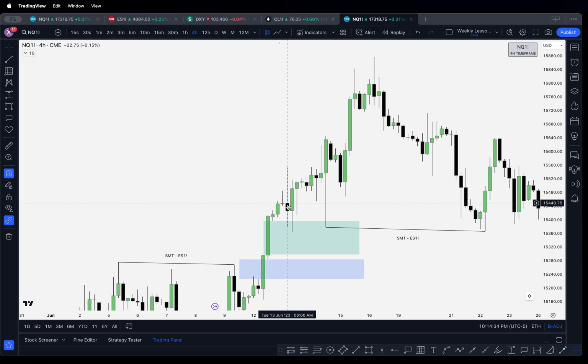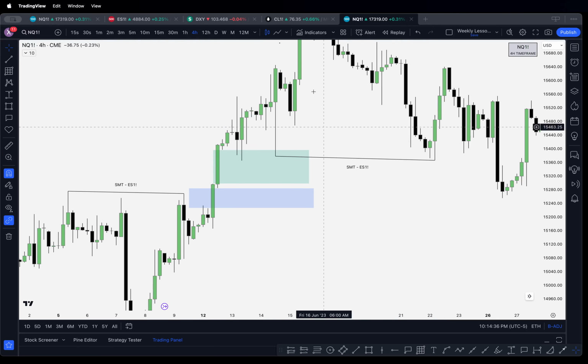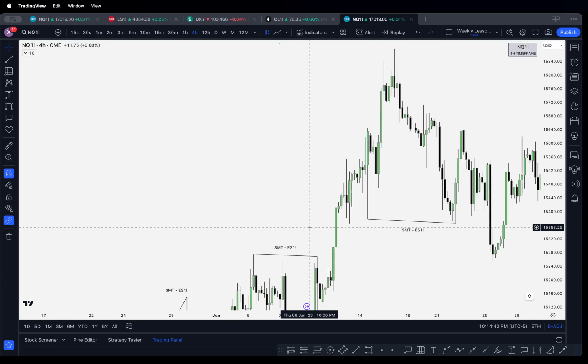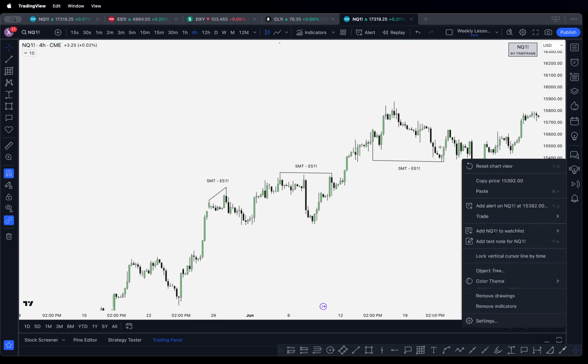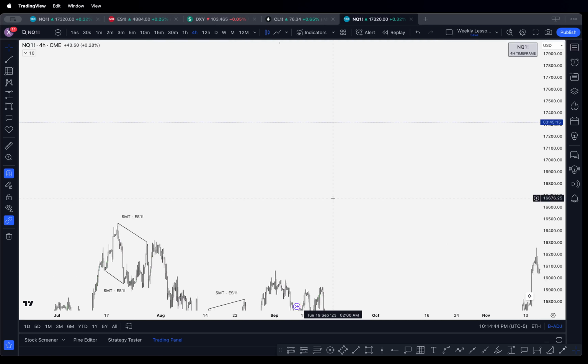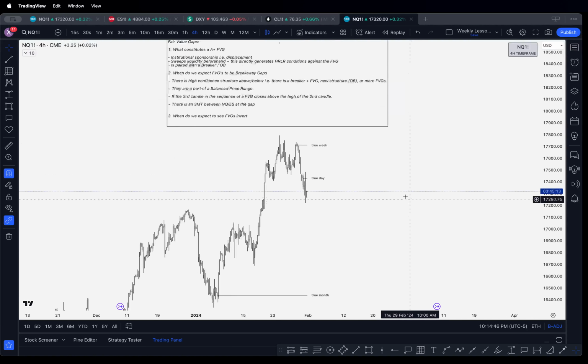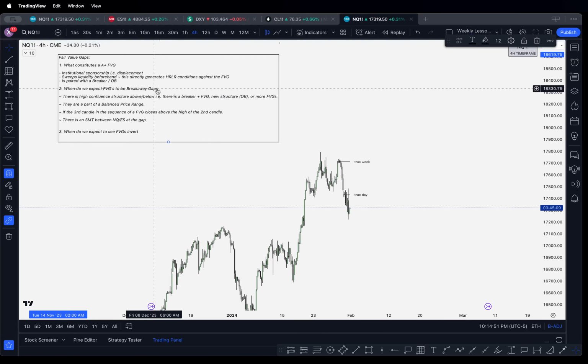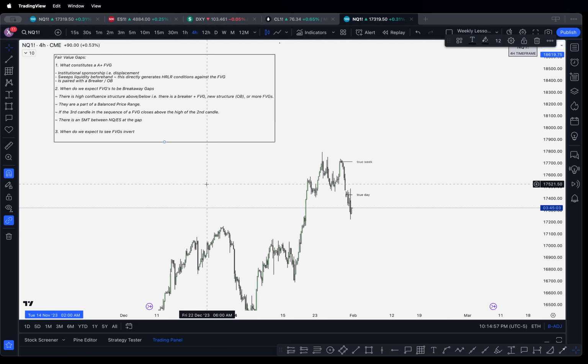We'll touch on order blocks next time, but let's just know for now that we have all 3 of our conditions met in here. All right, and there you go. So that is fair value gaps and when we expect them to be breakaway gaps. Something that's not really taught by ICT, but you can definitely get a lot of value out of using these confluences. Now, when do we expect FVGs to invert?